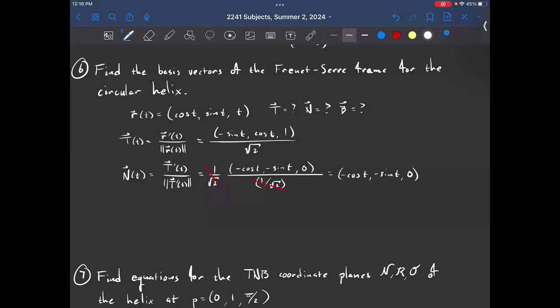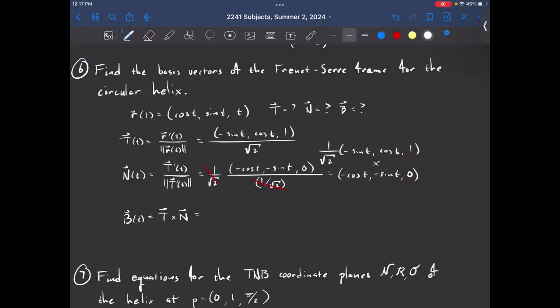All right, last is our binormal vector. And remember, this is just t cross n. And we have t, we have n right here. 3, 2, 1. All right, and now that we've got our cross product set up, we just have to compute it. So cosine times 0 is 0, minus 1 times negative sine.